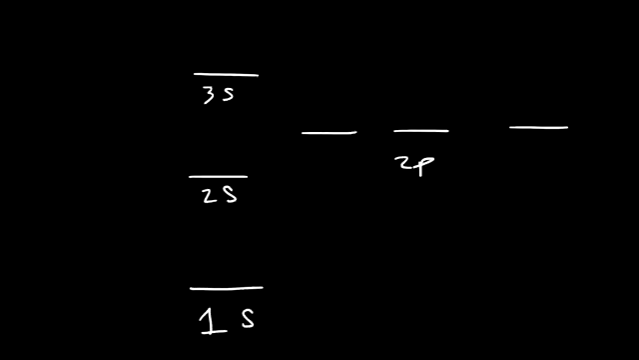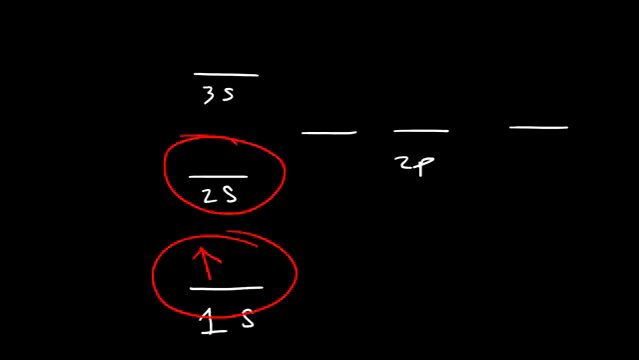So when adding electrons, according to Aufbau's principle, we need to add them from the bottom to the top. That is, from the lowest energy level to the highest energy level. So the first electron has to go in the 1s sublevel. Now where's the second electron going to go? Is it going to go in this orbital or in this orbital?